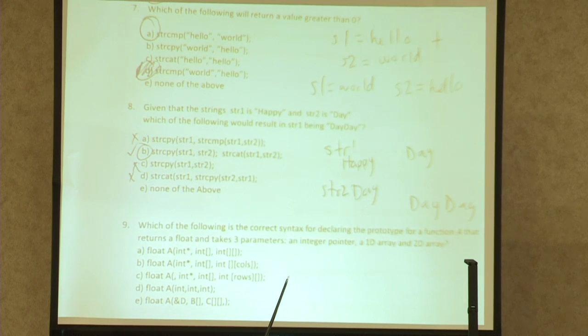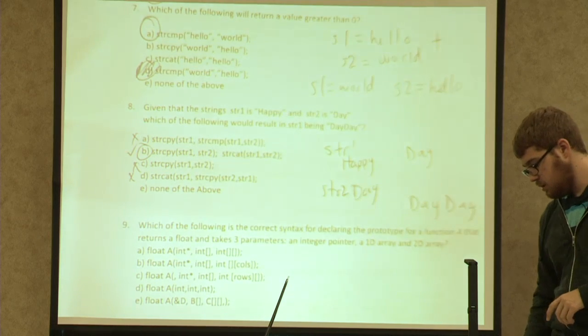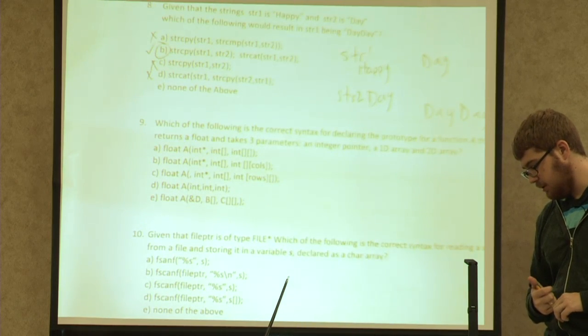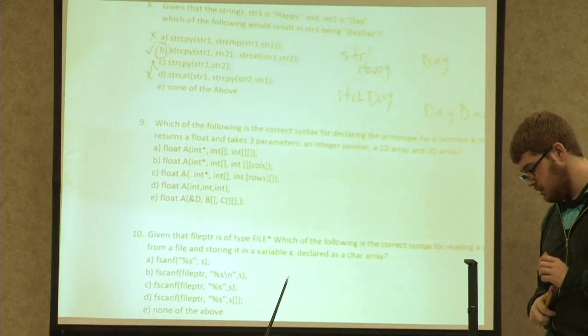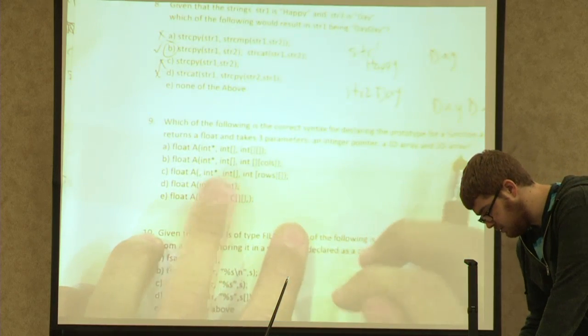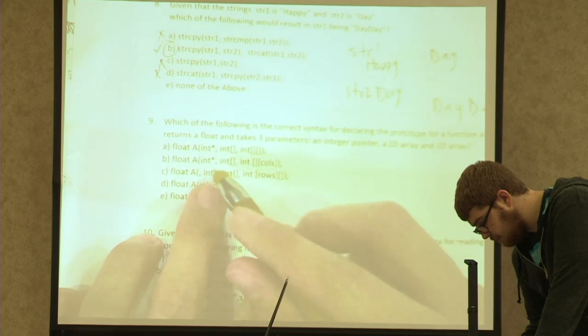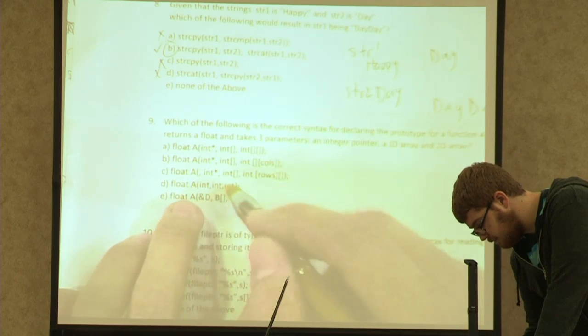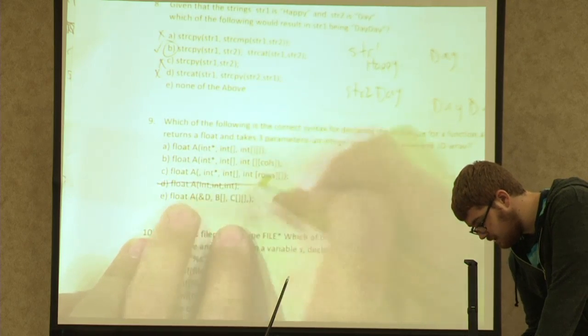Well, true. Okay. Thanks. Okay, the next one, which is correct syntax, returning a prototype of function A, returns a float, takes 3 parameters, integer pointer, a 1D array, and a 2D array. So we got float, anything that's not a float, no. D is out because it has to have arrays, right?